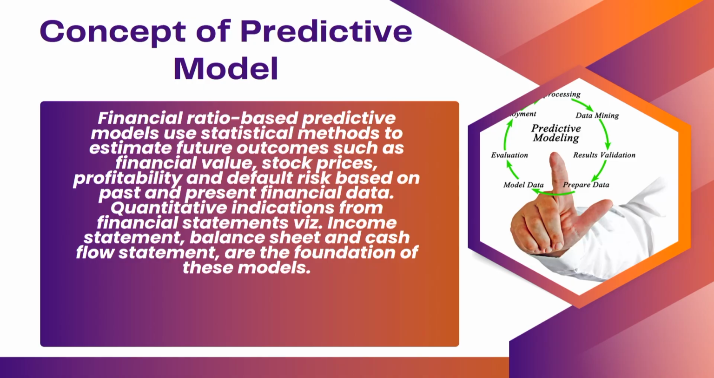Now, before proceeding further, it is essential to have some elementary understanding of the predictive models using financial ratios. When we talk about predictive models using financial ratios, they use a blend of financial ratios and statistical methods to estimate future outcomes such as financial values, stock prices, profitability and default risk based on past and present financial data.